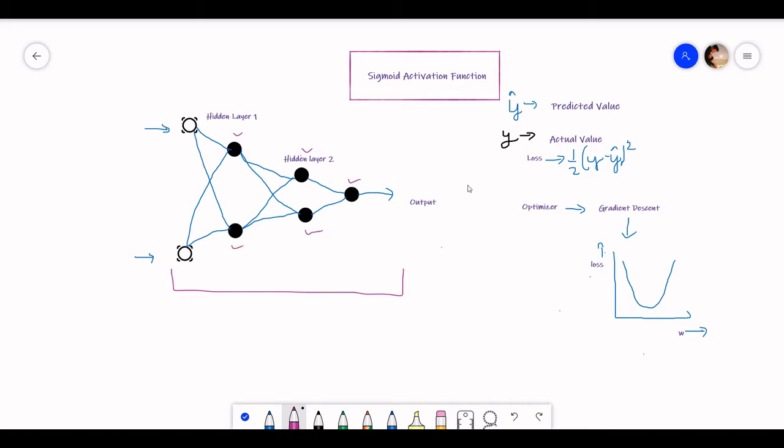If you have studied machine learning, we have something known as sigmoid in logistic regression. Now, in deep learning, we can use the sigmoid activation function in the hidden layers as well as in the output layer. But remember, if we are applying the sigmoid activation function on the output layer, then our problem should be binary classification.